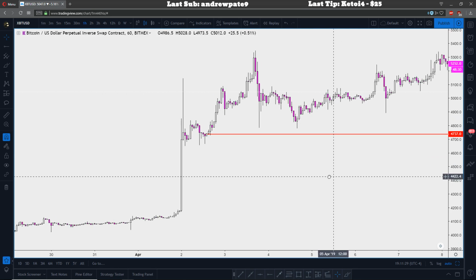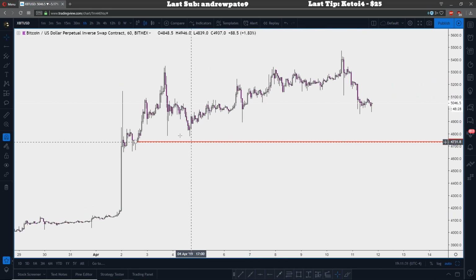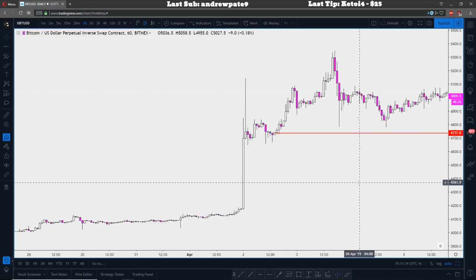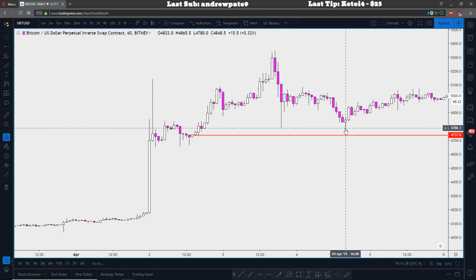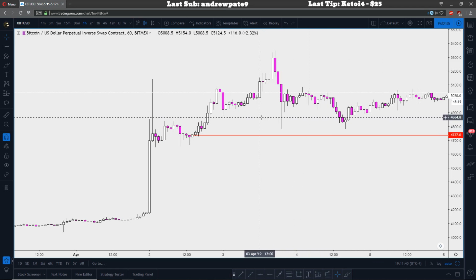And I do not think this has been touched yet. So no, this level has not been touched. We had almost a touch down here and down here, but we have not seen it just yet.